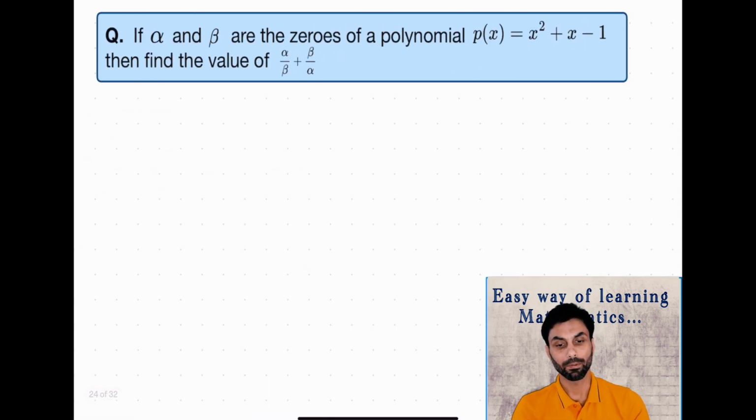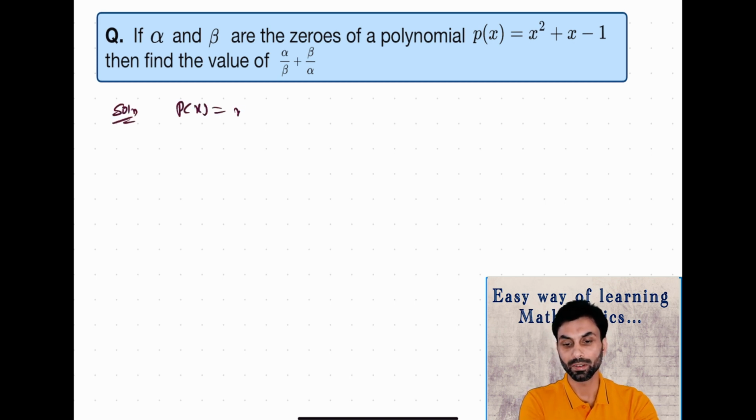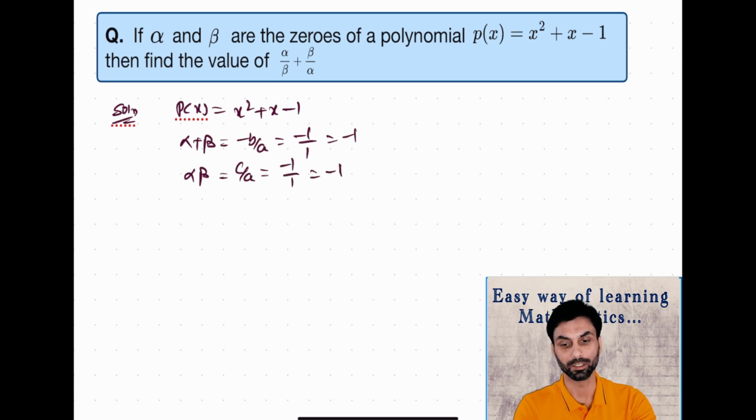If alpha and beta are the zeros of the polynomial p of x equals x square plus x minus 1, then find the value of alpha by beta plus beta upon alpha. So again in this case the polynomial p of x is given as x square plus x minus 1, and here the value of alpha plus beta will become minus b by a, which is minus 1 upon 1, that is minus 1, and alpha into beta is c by a, which is minus 1 upon 1, again it is minus 1.